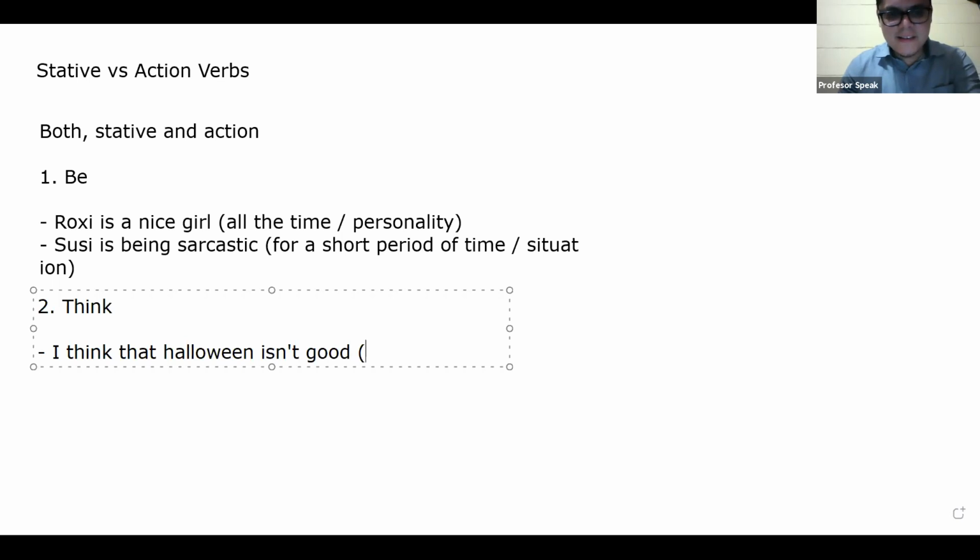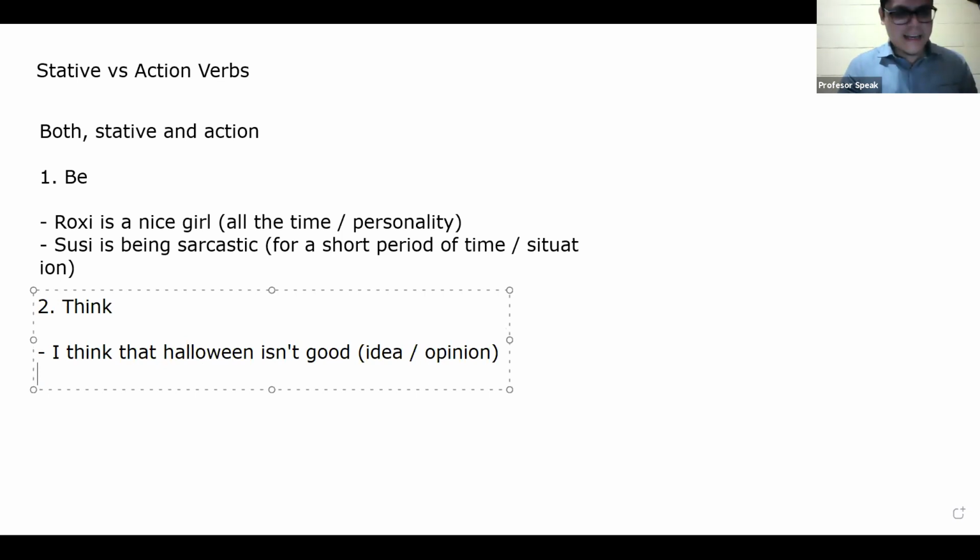So in this case, you have a stative verb. I think that Halloween isn't good. All right, that is a stative verb. It's not an action verb. Okay. And what are you talking about? You're talking about an idea, an opinion. Okay. Right.